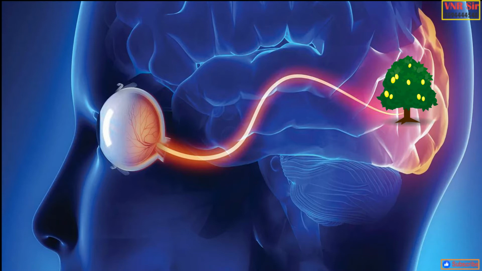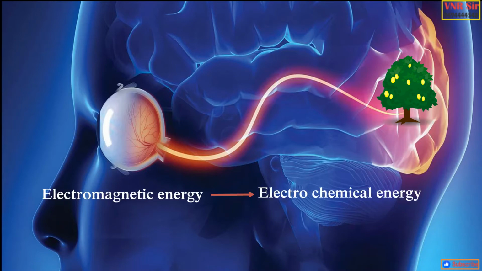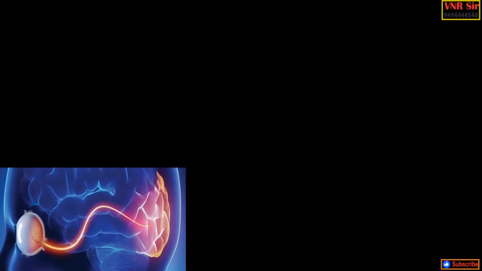Here the retina converts light energy, that is electromagnetic energy, into electrochemical energy and sends it to the brain in the form of electrical pulses. The distance between the retina and the eye lens is 25 millimeters or 2.5 centimeter. As the image forms on the retina, the image distance is 2.5 centimeter.